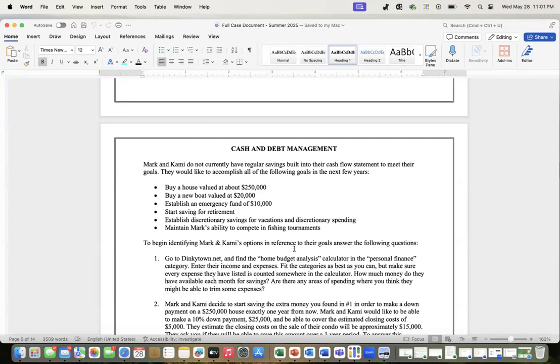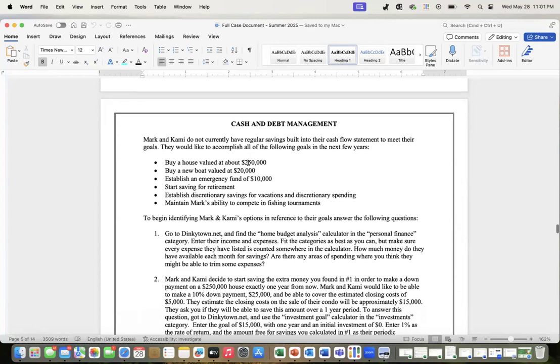And so in your schedules, you'll see that we have, for the sake of this example, a cash and debt management section in the schedule during the week. When we get to that section, we'll watch a short video over the topic. And then after that video, the students will go in and start working through these assignments. They're going to use the financial calculators through dinkytown.net, which I'll show you here in just a little bit, to help solve these problems.